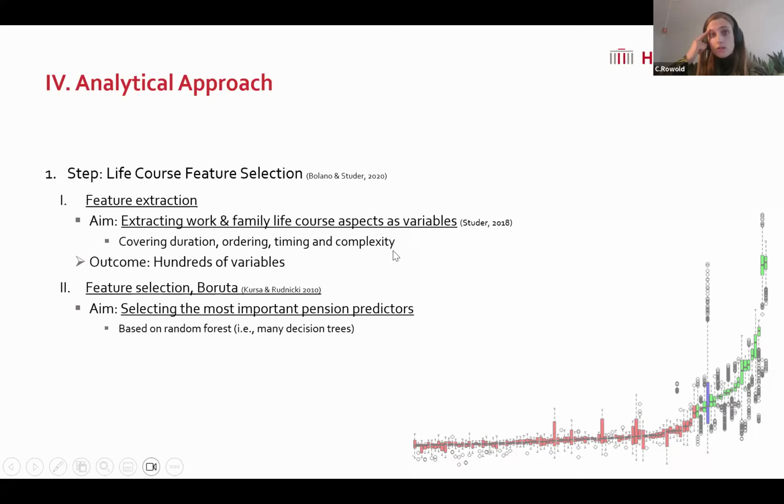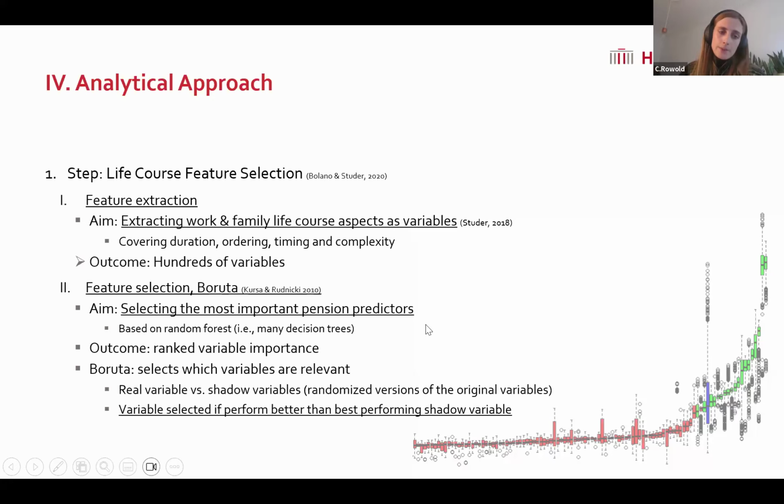So the second step then is to apply a feature selection. Here I use the so-called Router algorithm. Again, the idea is to select the most important variables for our outcome. So here the pension predictors. The router is based on random forest. Some might have heard about this, so many decision trees. And the outcome is basically a rank of the variables by the importance for our outcome.